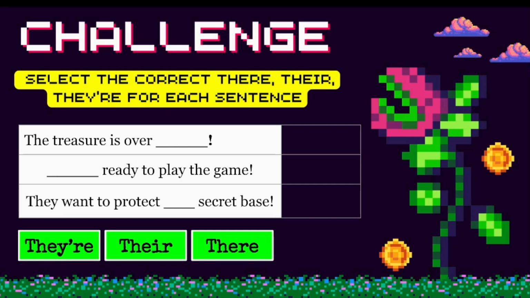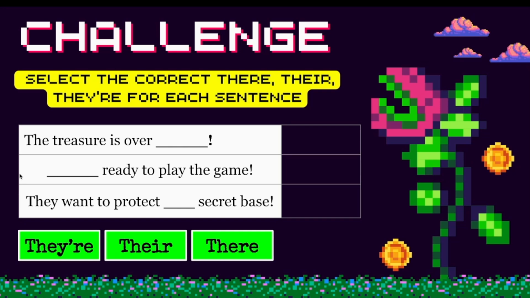Before we get started, I want to give us a little challenge to see what you already know, and maybe you can take a couple guesses to see if you get this right. I want you to select what you think is the correct there, their, or they're for each sentence. So I have 3 sentences here for you, and I just want you to pick the one that you think goes there. You can pause the video, or you can just write it off to the side on a scrap sheet of paper or a whiteboard.